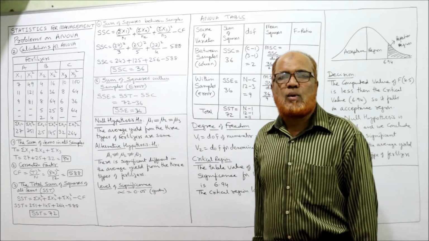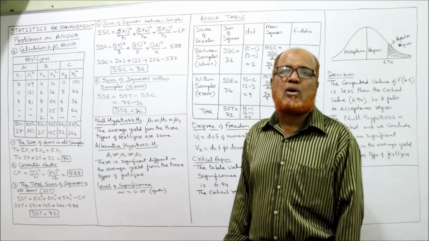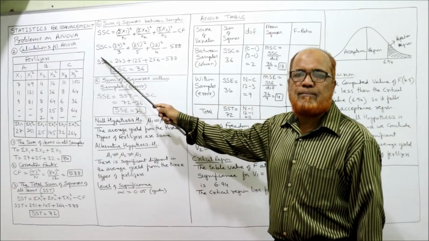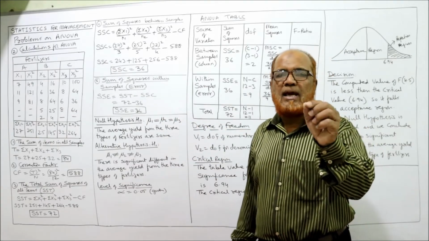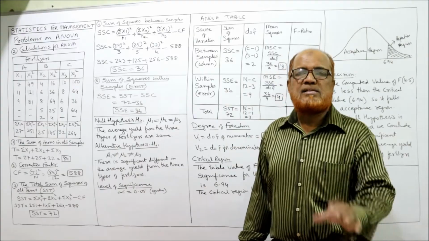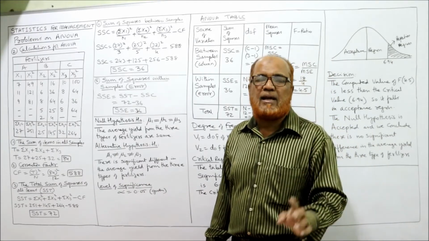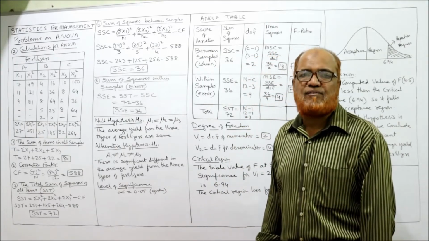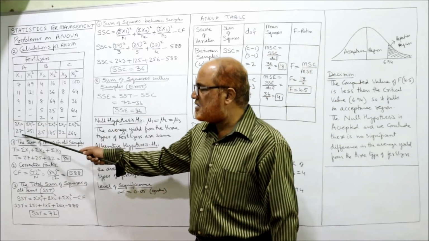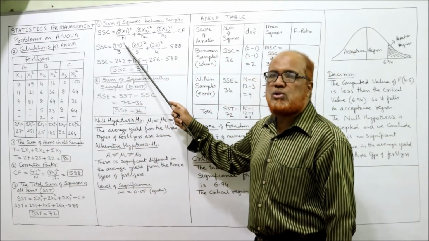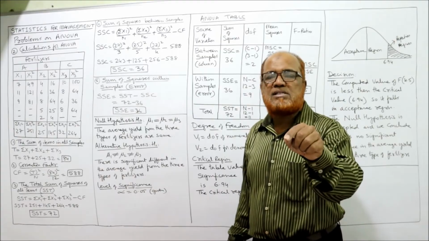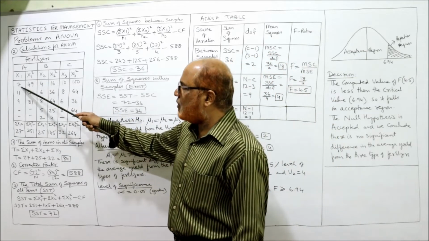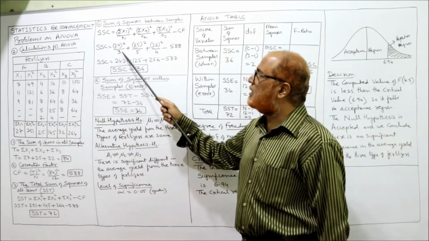Next is sum of squares between samples or columns, SSC. The formula is summation x1 whole square by n1 plus summation x2 whole square by n2 plus summation x3 whole square by n3 minus CF, correction factor. So x1 is how much? 27. 27 whole square divided by n1. n1 stands for number of items in the first sample. In the first sample we have only 3 items. So n1 is equal to 3.